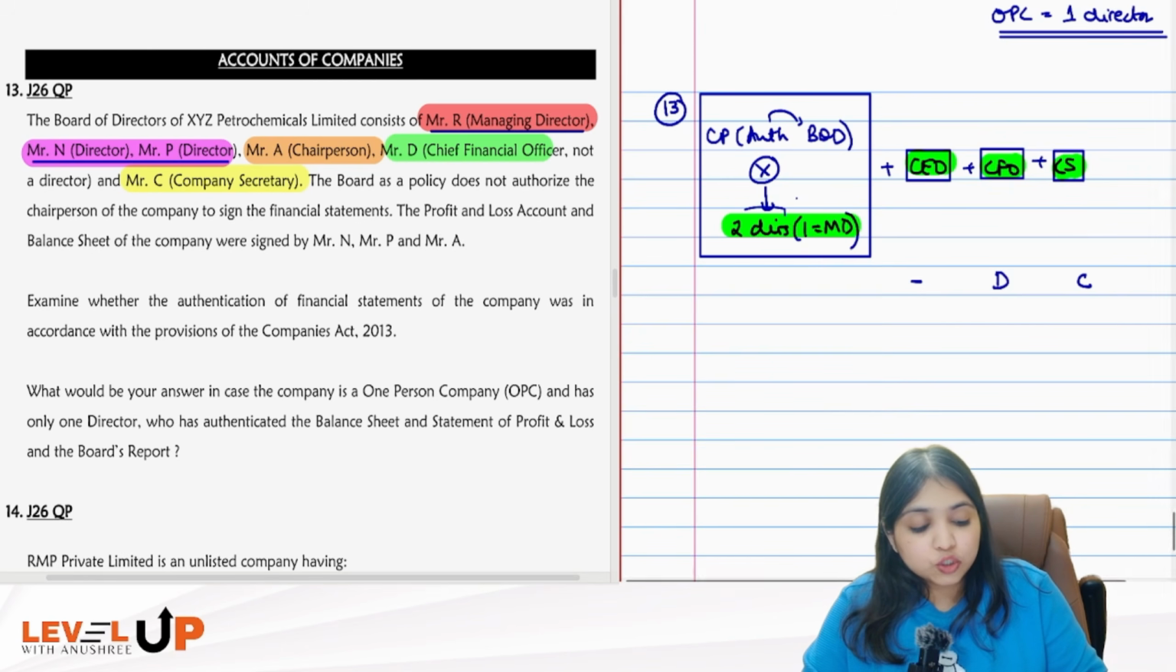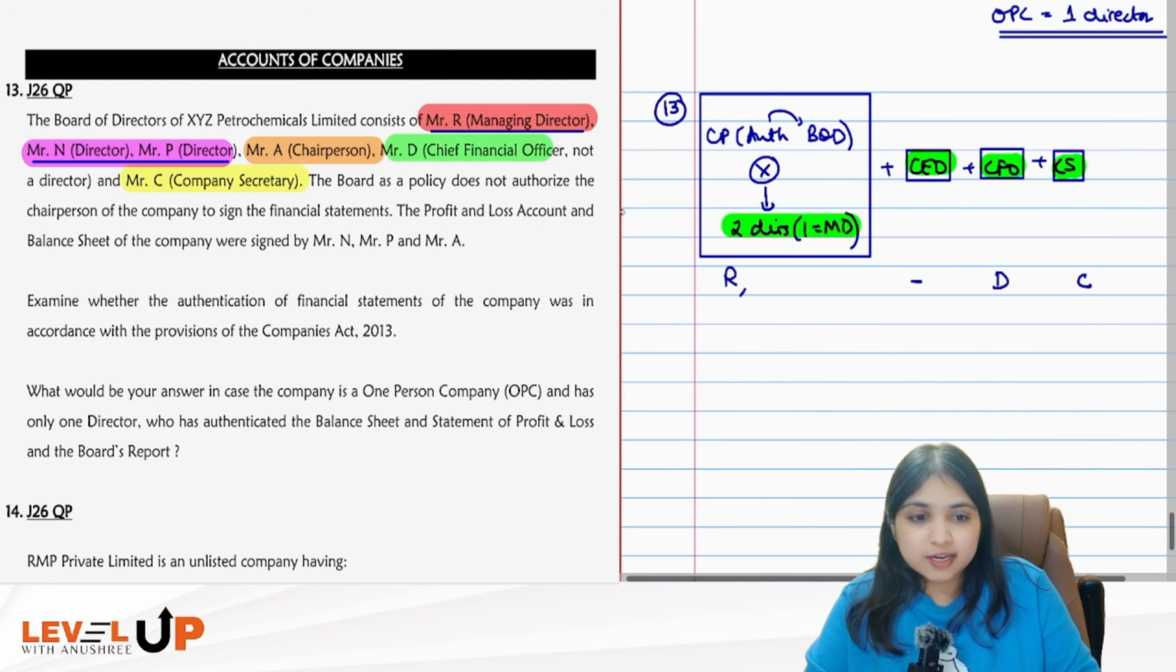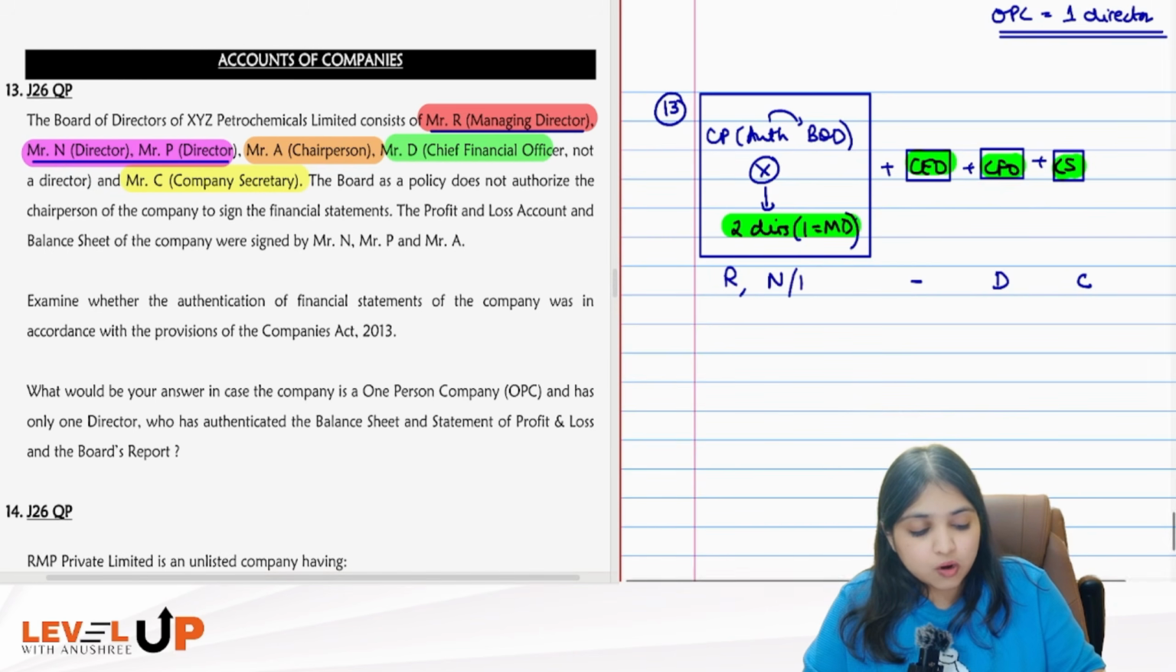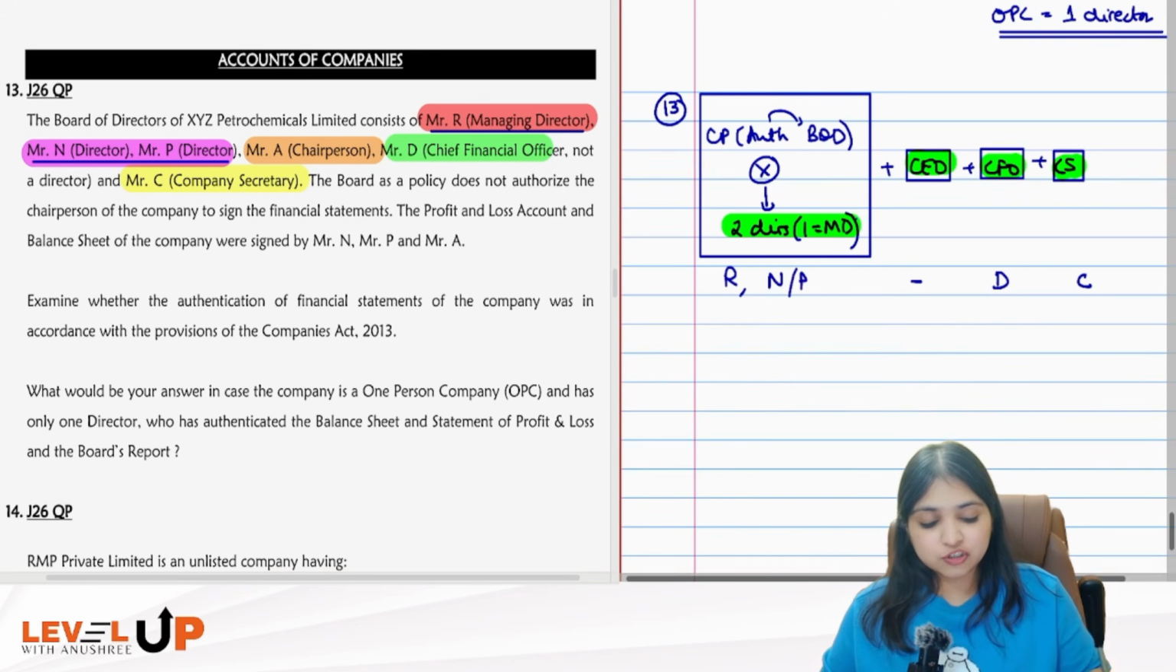Then the 2 directors, out of which one has to be managing director. So Mr. R has to verify. Along with Mr. R, totally 2 directors, right? One of them is managing director. So R is a managing director. Now one more director, either N or P, any one of them. So these are the people who have to authenticate the financials in this question.